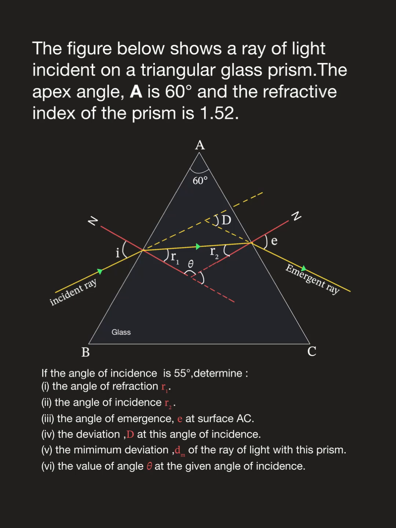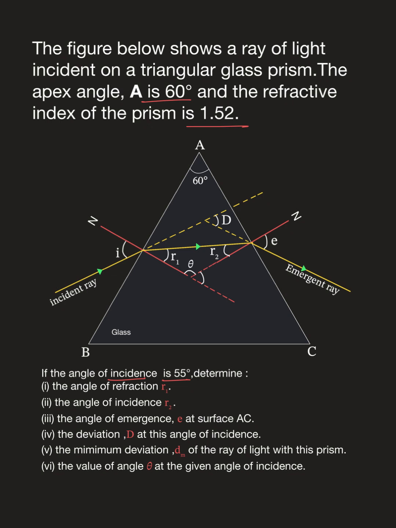Welcome back. In front of us, we have a question that reads: the figure below shows a ray of light incident on a triangular glass prism. The apex angle A is 60 degrees and the refractive index of the prism is 1.52. If the angle of incidence is 55 degrees, determine question 1, the angle of refraction R1.